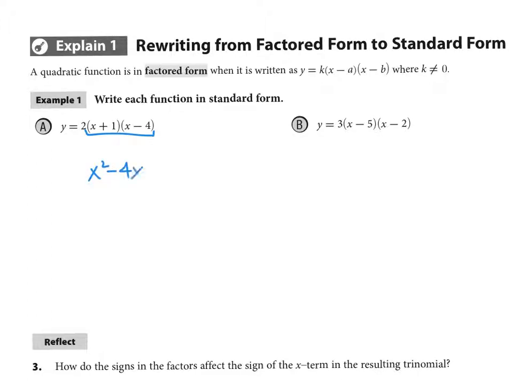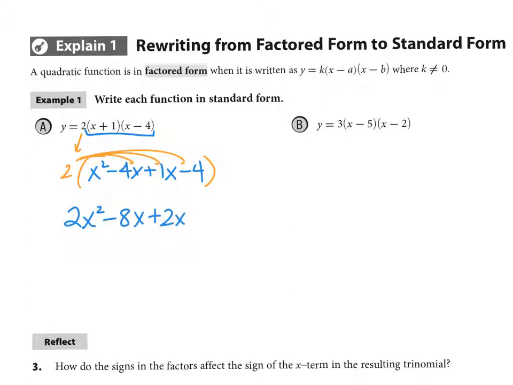x squared minus 4x plus 1x minus 4. So that's me distributing. And then, just like we've done before, we're going to bring the 2 down. Just notice there's not a number at the end to bring down. So now this will distribute. That's going to give me 2x squared minus 8x plus 2x minus 8. And remember, the last thing we need to do is combine any like terms, which is going to be here in the middle. So standard form will be y equals 2x squared minus 6x minus 8.